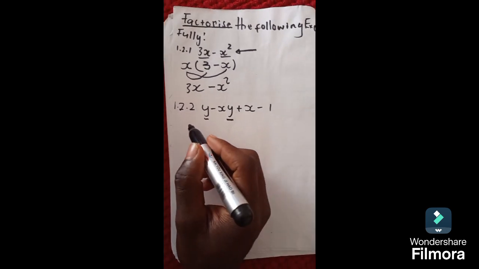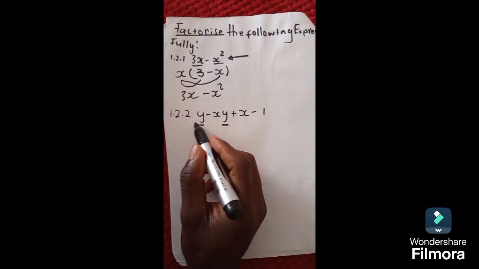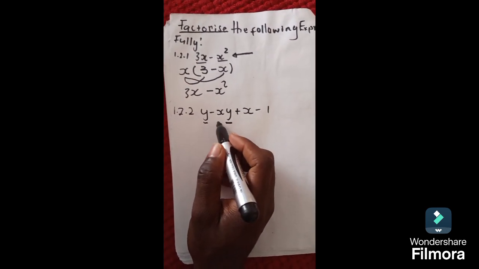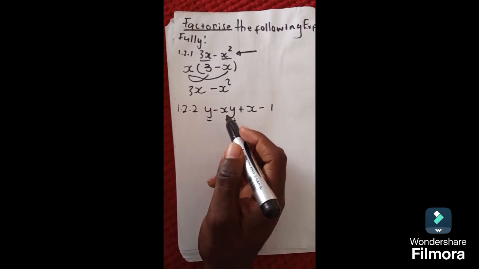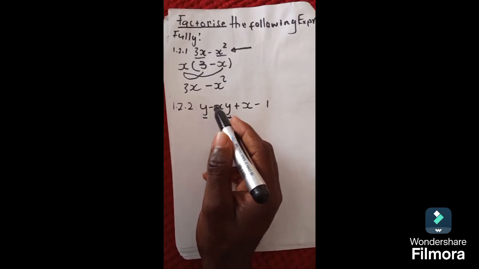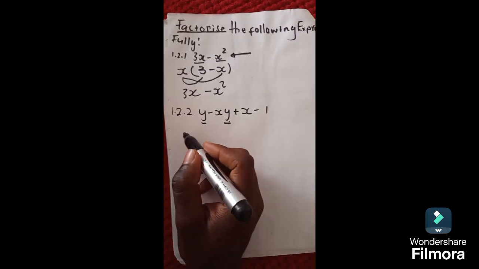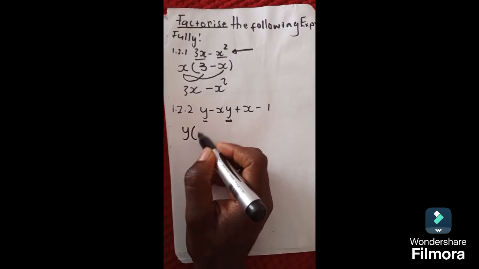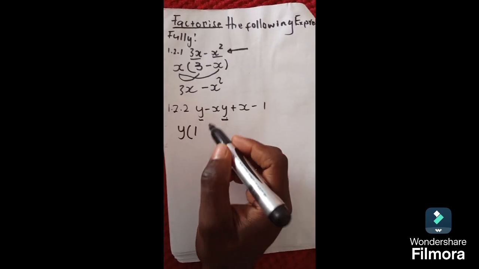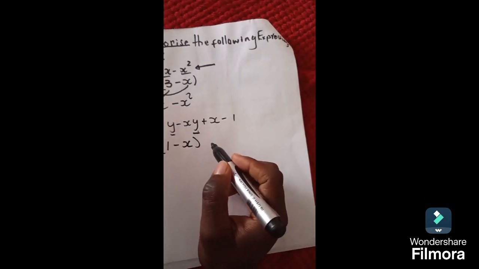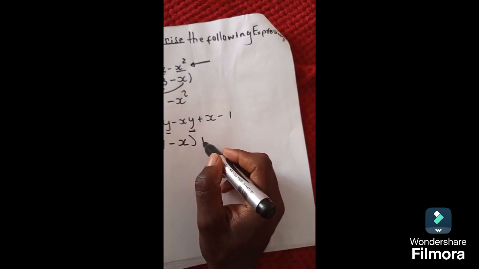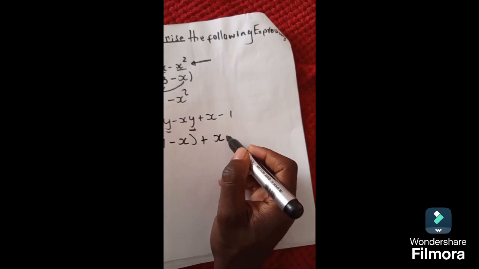So if I take y out of these 2 terms, because I see that there is y in the first term and there's also y in the second term, so I wanna take it out here and see what's gonna happen. If I take y from the first term, I'm gonna have 1. The second one, I'm gonna have 1 minus x, and then here you are still left with x minus 1.